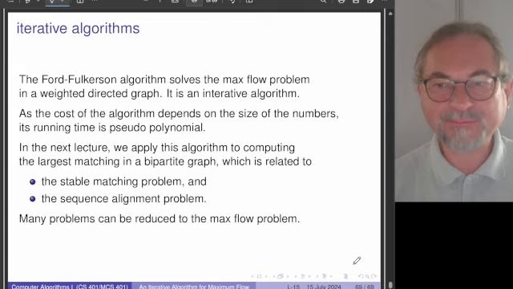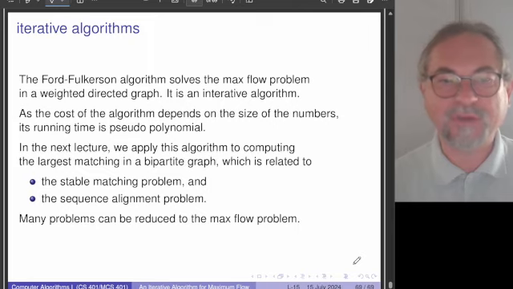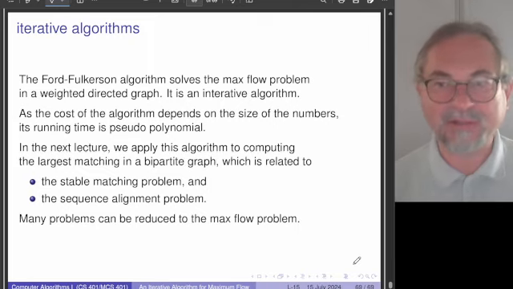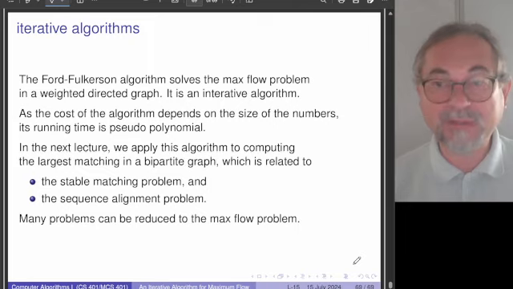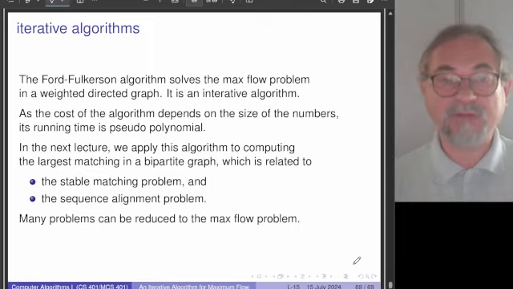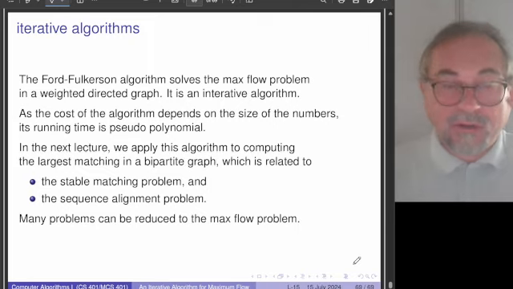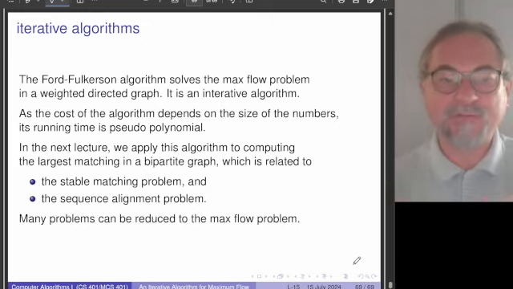So there is a drawback. The algorithms that we consider are more complicated to run, but they apply to a much wider range of problems. Actually, the very first algorithm that we considered in this course was the Gale-Shapley algorithm to compute a stable matching. We will see how the Ford-Fulkerson algorithm can actually be applied to find the largest matching in a bipartite graph. It also applies to the sequence alignment problems if we want to find the matching of words.